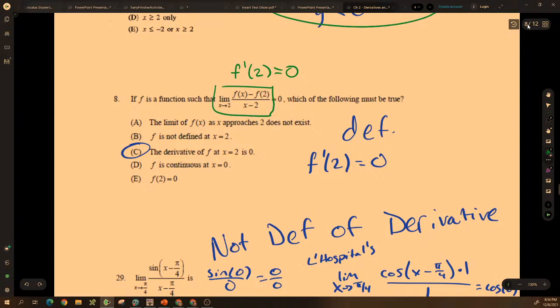Once I know this, f prime of 2 equals 0, then I just want something that matches up with this. It could be that we have a critical point there. It could be that we have a possible maximum or minimum. Or they literally could just say the derivative of f at x equals 2 is 0. And that's just the definition of what we just said. We said f prime of 2 is 0. The derivative at x equals 2 is 0. That's what that means.